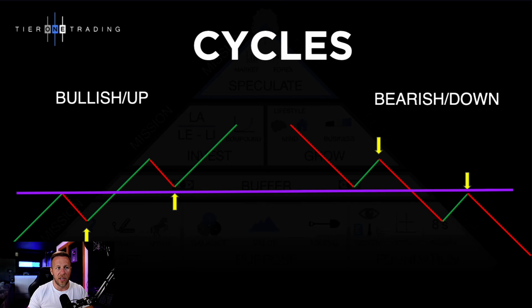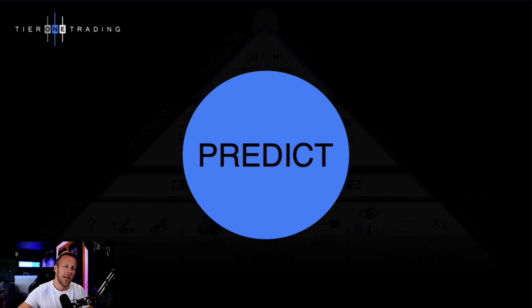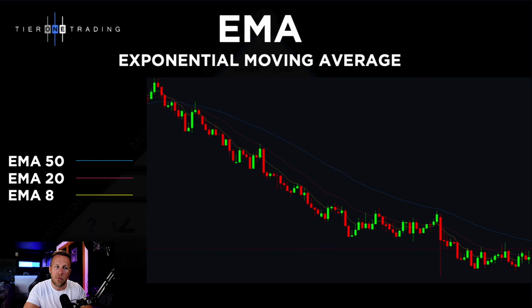So first things first, we just want to identify what phase we're looking for. And we know now that we're looking for the pullback in a bullish or bearish market to catch that continuation, to catch that next run. So the next thing we want to do is predict where market's likely to go, right? Now, a great predictor that gives you a high probability prediction that market's likely to go and continue in the direction that it's the prevailing trend is exponential moving averages.